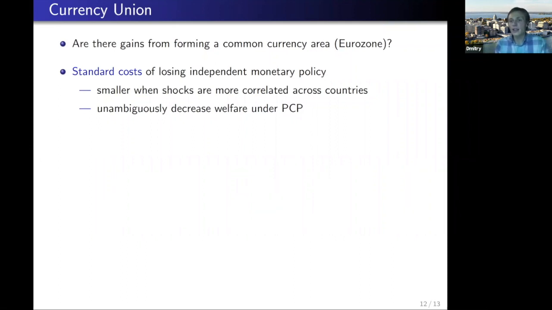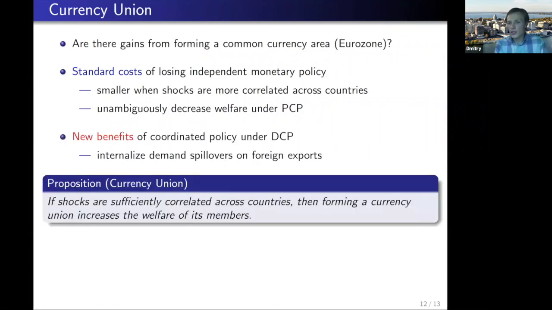So the less correlated are shocks across countries, the higher are the costs of having one monetary policy instead of country-specific monetary policy. So this is true under PCP. This is equally true in our setting. So what is novel here, however, is that there are also some benefits of having a common currency.